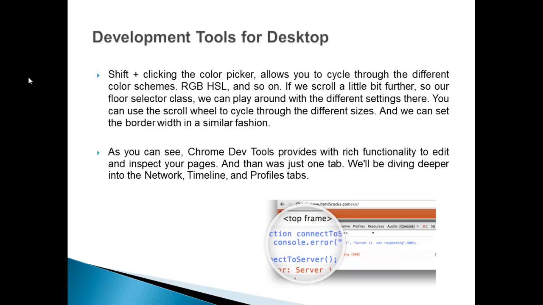If we scroll a little bit further, to our float selector class, we can play around with the different settings there. You can use the scroll wheel to cycle through the different sizes, and we can set the border width in a similar fashion. As you can see, Chrome Developer Tools provides rich functionality to edit and inspect your pages, and that was just one tab. We will be diving deeper into the network, timeline and profile tabs.